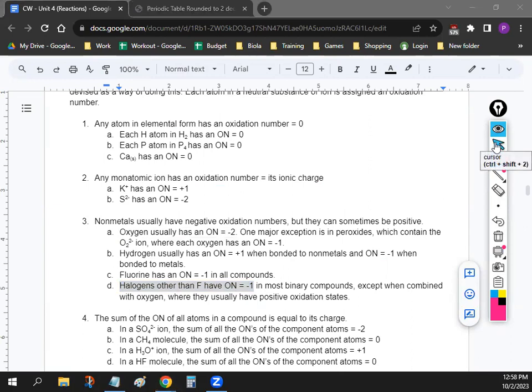Except when halogens are with oxygen, because remember, oxygen is the controlling one. Oxygen is always going to be -2. Like bromine, chlorine, iodine. So halogens are -1 most of the time, except when they're with oxygen, because oxygen is going to pretty much overpower them.